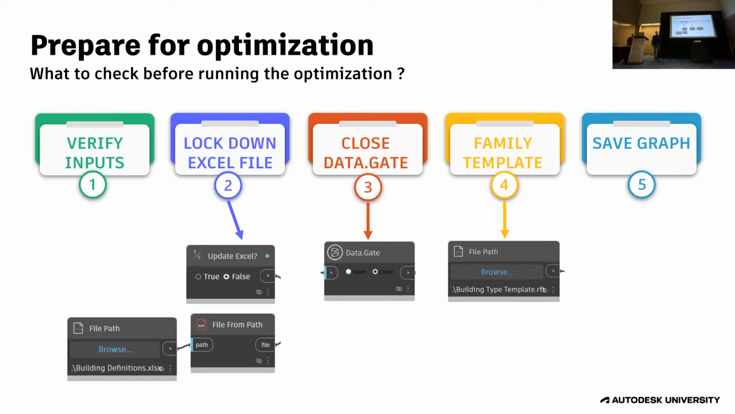Make sure your family templates are referred in the proper way, because you use a specific template, a building type template, that is containing already those parameters, so they are pre-populated. So in this case, we offer you this building type template, but it doesn't represent that much, so you can, of course, plug it in with your own building type as well. And then, of course, save the graph.